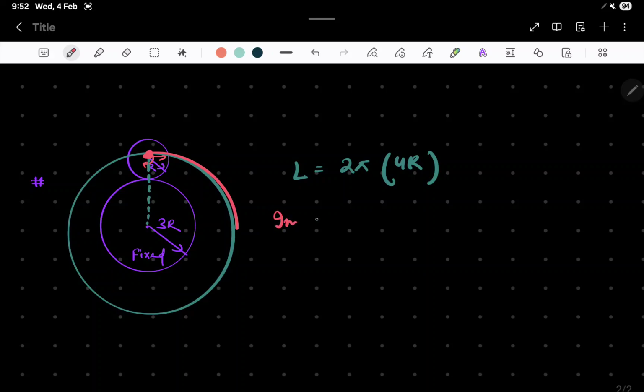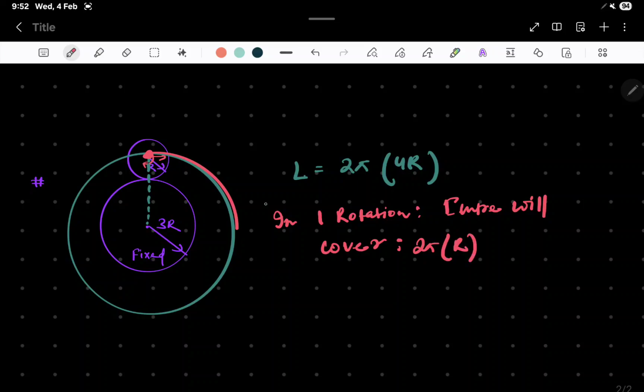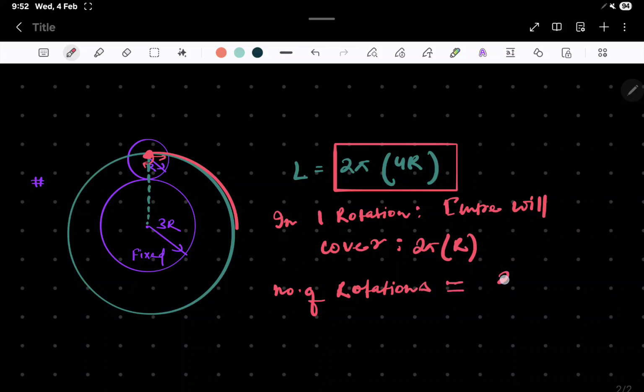So in one rotation, the center will cover 2 pi into the radius of the coin. So this is in one rotation, and this one is the total length which has to be covered by the center. So I must say the number of rotations in completing the full revolution will be equal to 2 pi into 4r upon 2 pi into r, which is coming to be 4. So this is the answer.